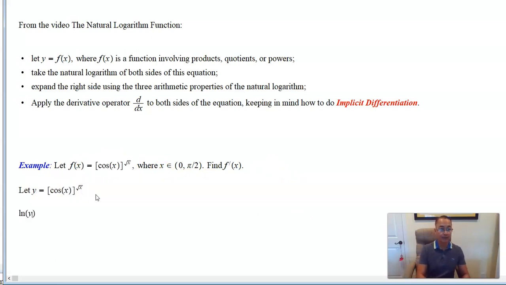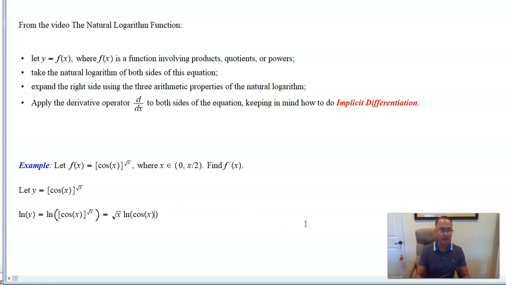So we will let y be this exponential expression. Take the ln of both sides. ln of y is ln of cosine x to the square root of x. From the graph, we saw that this is always positive, so we can plug it into the ln function, and according to our properties, the square root of x goes out, down it goes, and we multiply by ln of just cosine of x.